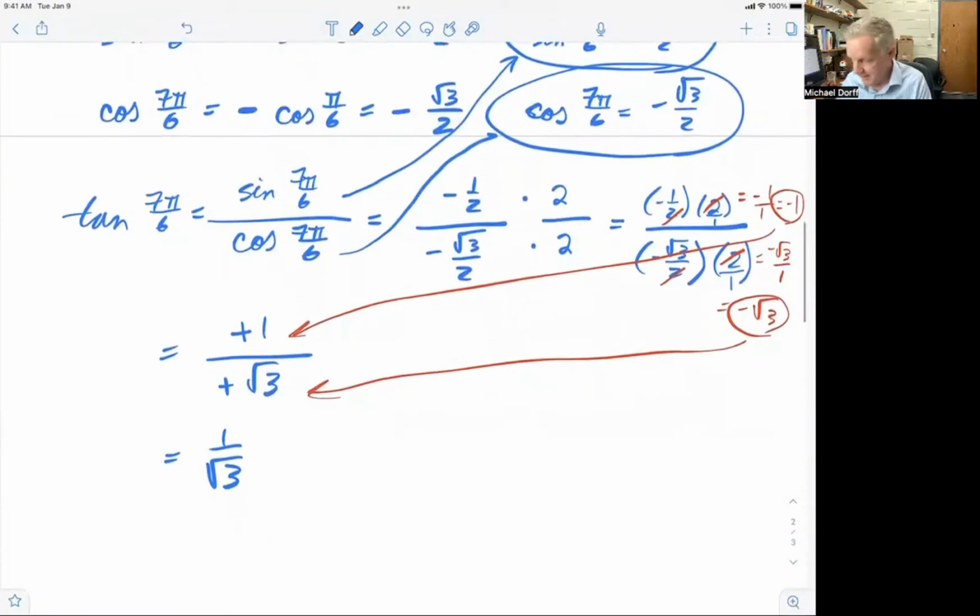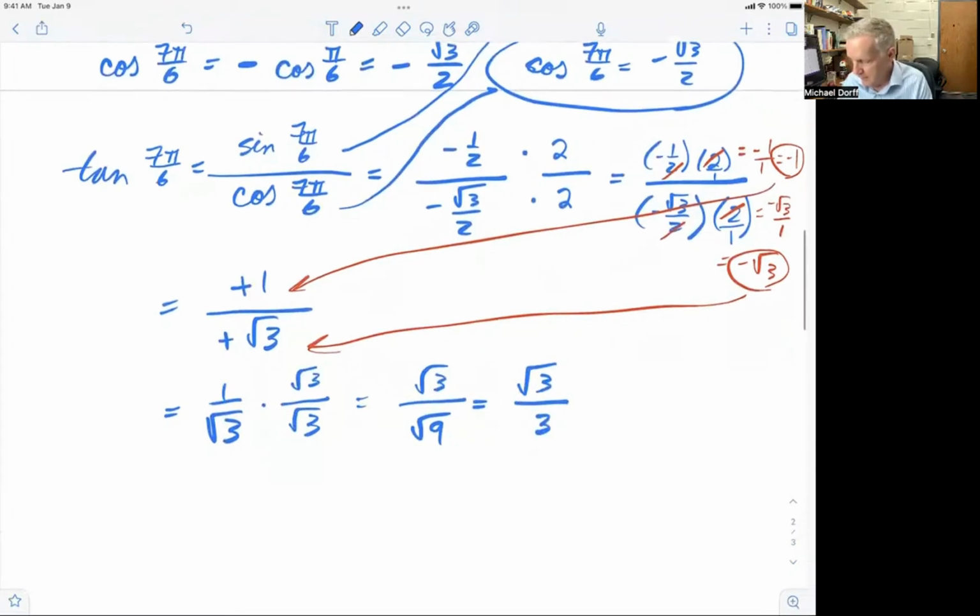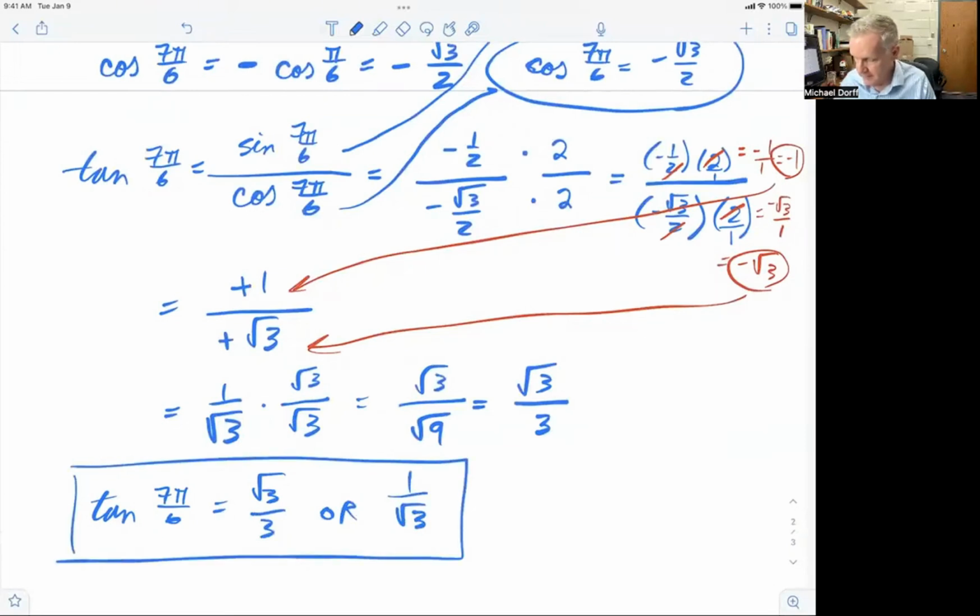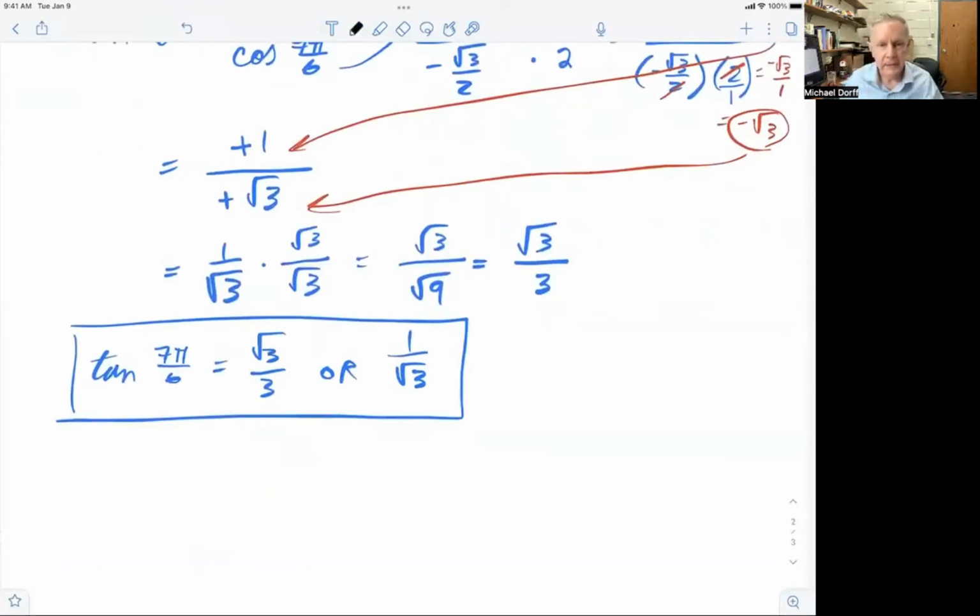What if I wanted to change this answer so that I didn't have a square root in the denominator? Well, I would multiply this fraction again by 1, and I write that 1 as the square root of 3 over the square root of 3. When I do that, on the top I have the square root of 3, and on the bottom I have the square root of 3 times the square root of 3, which is the square root of 9. That's 3. So you get square root of 3 over 3. So I can say that the tangent of 7 pi over 6 equals the square root of 3 over 3, or I can just leave it as 1 over the square root of 3. Either answer is correct.